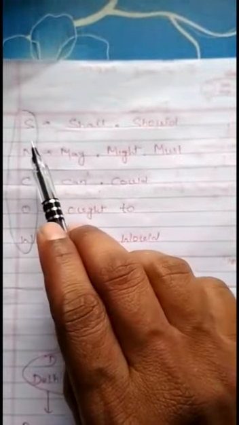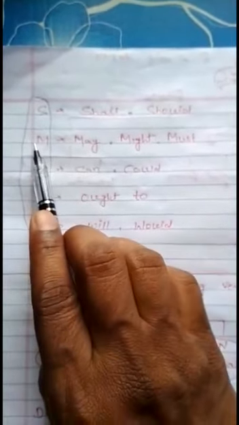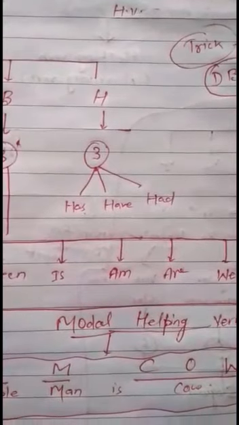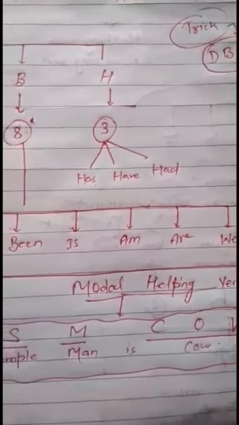Now on the right side I have given the numbers also. With the help of S, shall, should, two modal verbs are there. With the help of M, may, might, must, three helping verbs are there. With the help of C, can and could, two.